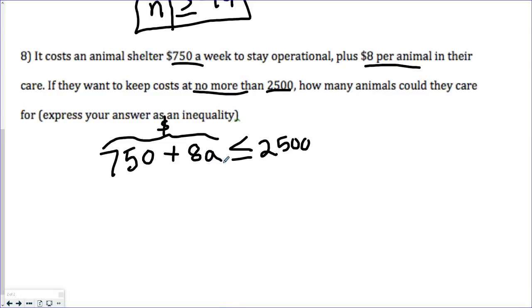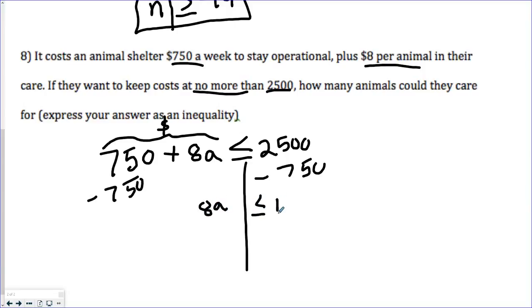So how many animals, what A, would make this work so it always remains less than or equal to 2,500? Well, let's do some subtraction here. The first thing we're going to do is get rid of that 750. So we're going to subtract 750 from both sides. So minus 750, minus 750. And we get 8A is less than or equal to 1750.